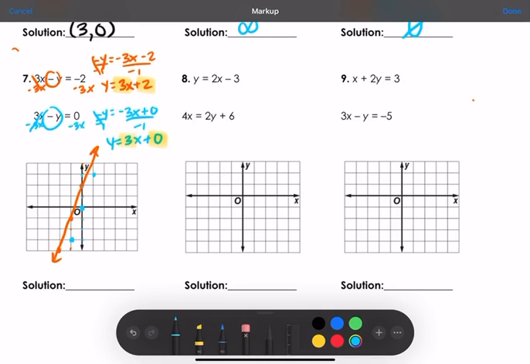Down 3 over 1. These lines also look parallel. If I check the slopes, a slope of 3, a slope of 3, they are parallel. So the solution is no solution. They will never touch each other.